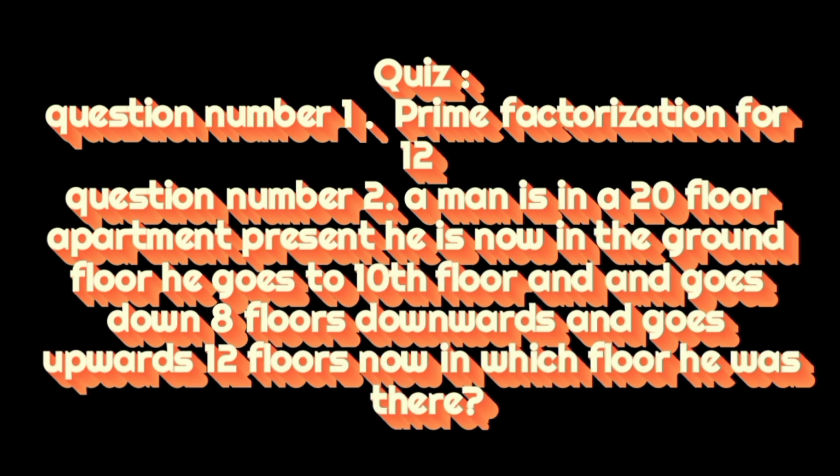Quiz. Question number 1. Prime factorization for 12. Question number 2. A man is in a 20-floor apartment. Presently, he is on the ground floor. He goes to the 10th floor, then goes down 8 floors, and goes upwards 12 floors. Now, on which floor is he?